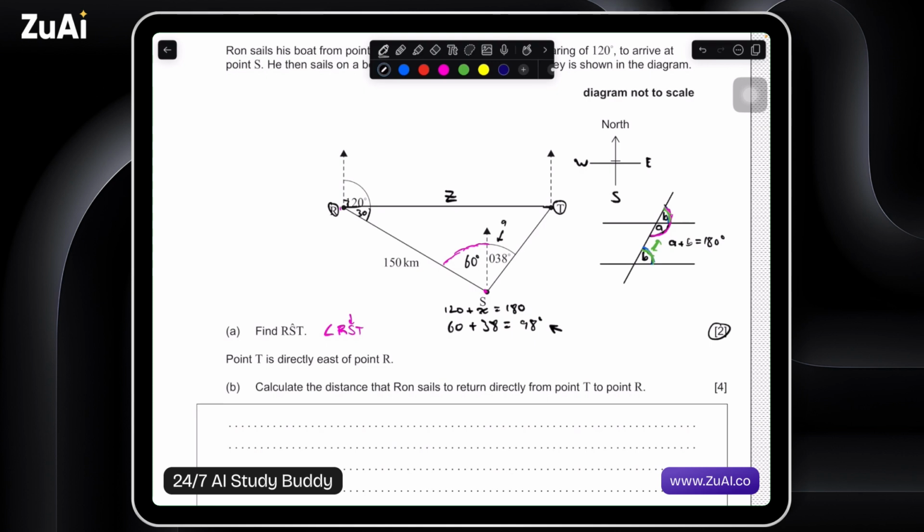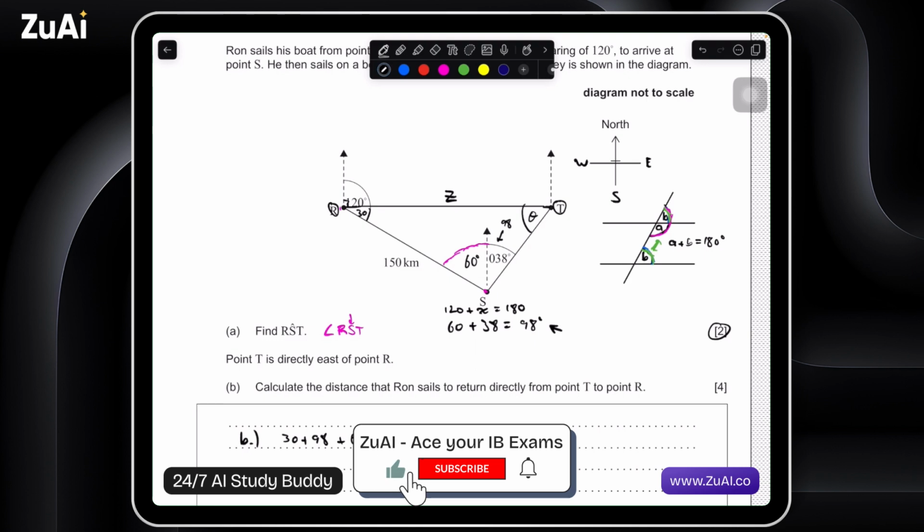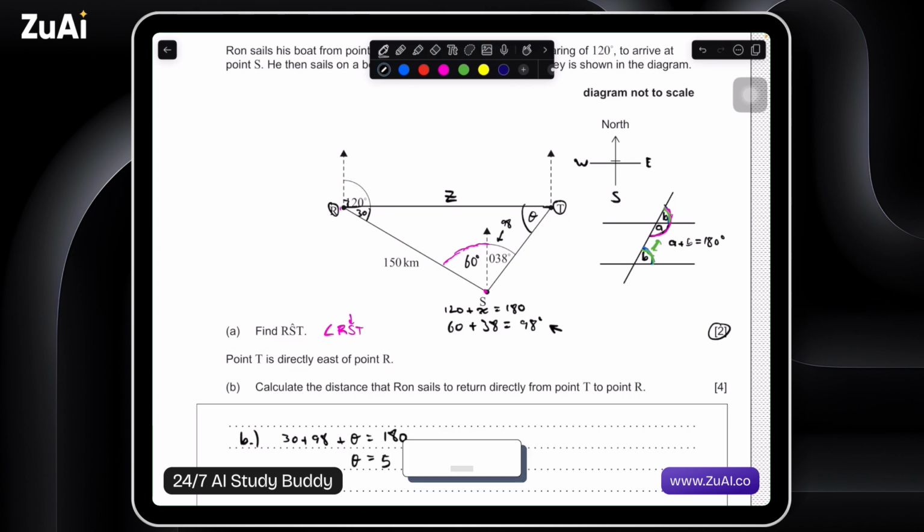If we know 30 and 98, let's write it out here. 30 plus 98 plus whatever this is, and let's call this theta, plus theta is equal to 180 degrees. You see, angles of a triangle add up to 180. So working that out, you can solve that if you like. Would give us a value of 52 degrees. So let's add that to our diagram.